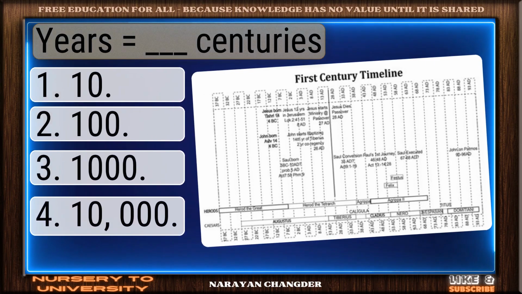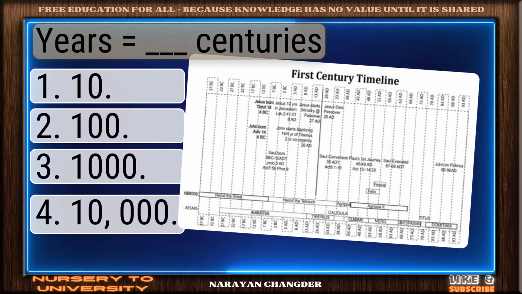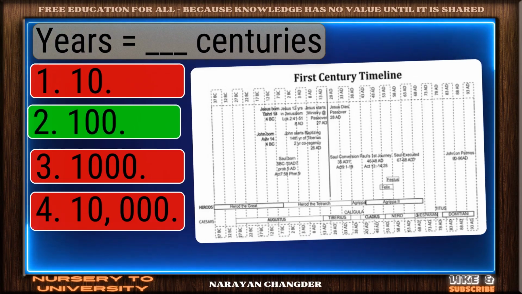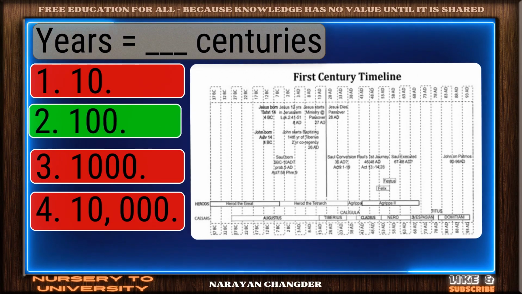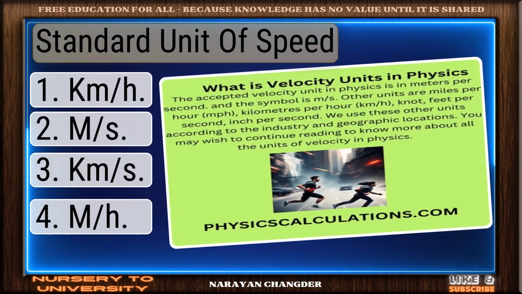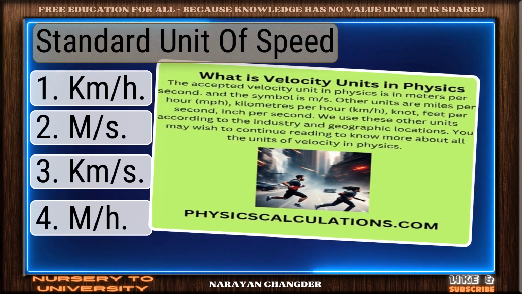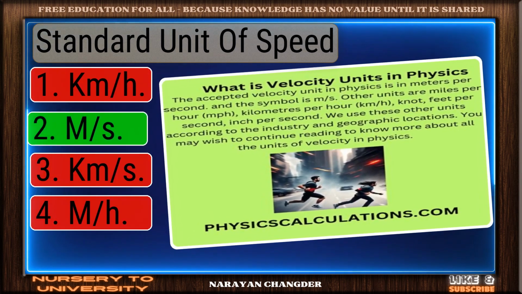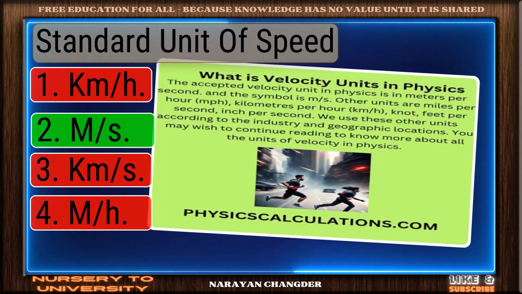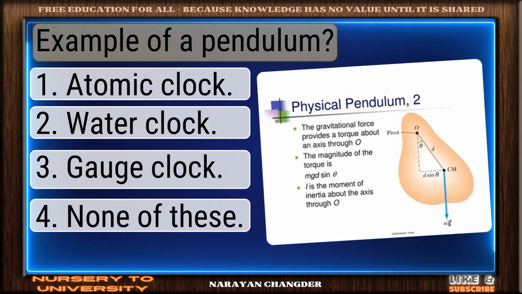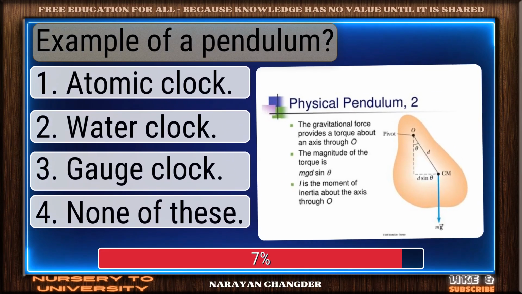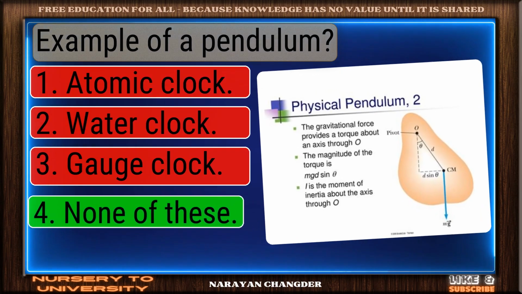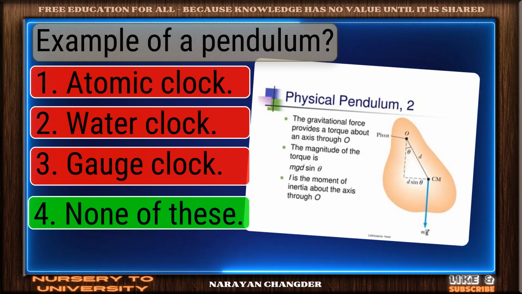Question number 264. Years equal to dash centuries. Right again. 100 is a valid answer. Question number 265. Standard unit of speed. Well picked. m/s is the correct answer. Question number 266. Example of a pendulum. Well done. None of these is the right choice.